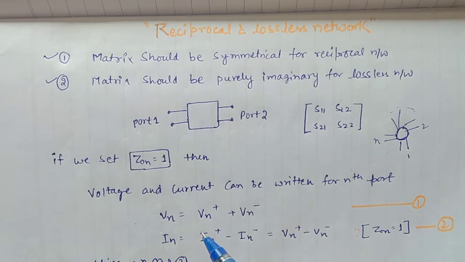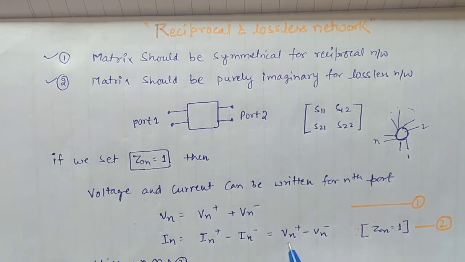We already know the incident voltage and the reflected voltage. The sum of these two gives the voltage at the nth port, and the difference of these two currents gives the current at the nth port. The minus sign is there because of the change in the reflected voltage. Here we do not have Z naught because the impedance is taken as 1. So the current can be written in terms of voltage as Vn plus minus Vn minus, where this is the incident voltage and this is the reflected voltage, and the voltage at the nth port is Vn plus plus Vn minus. So in voltage and current, the sign changes. This we have to remember.